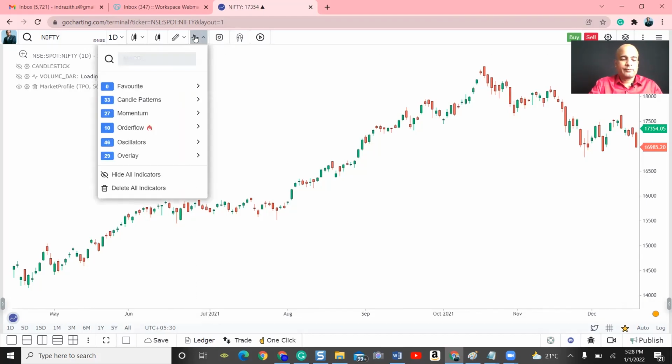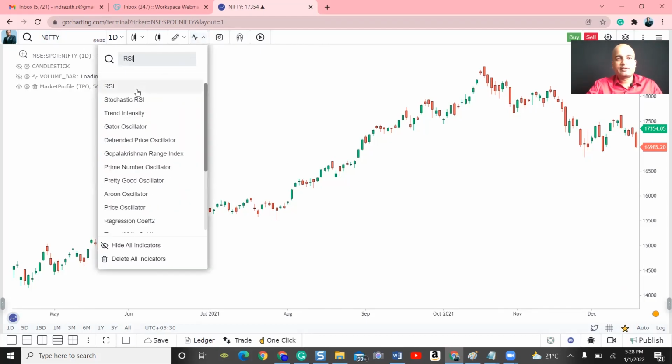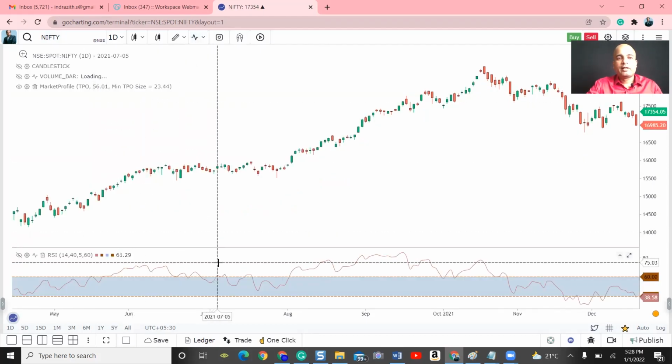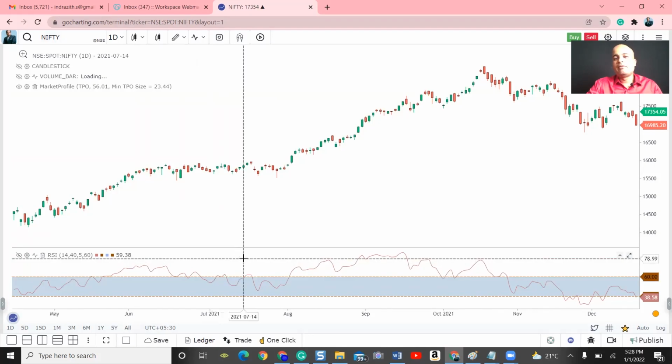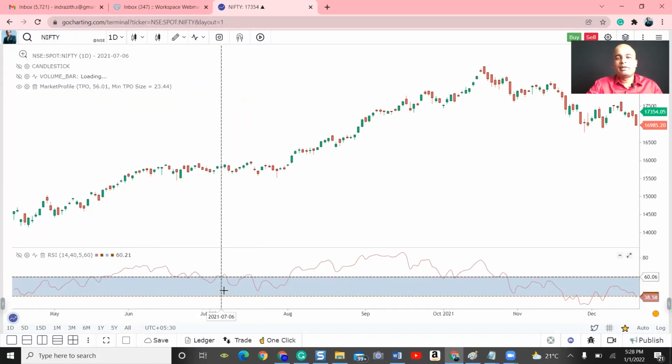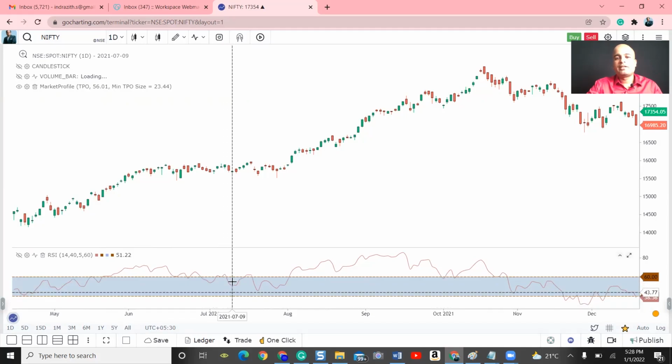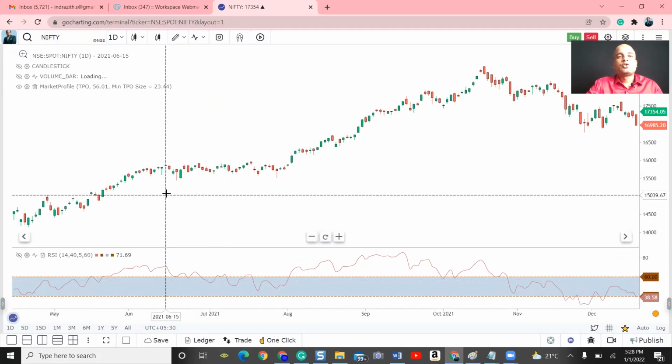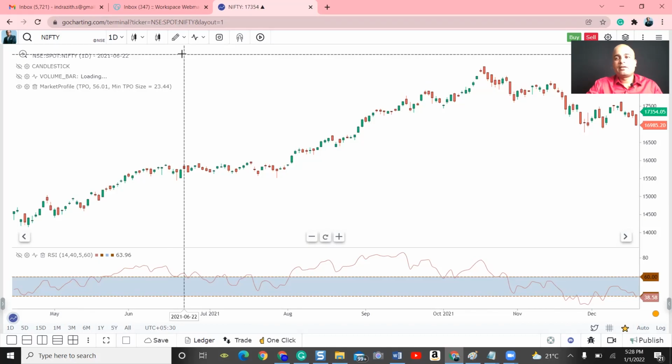Go to indicators. If you type RSI, you will get RSI. You can add it here. By default, it will show 70-30 or 80-30 levels, so just keep it at 60 and 40 levels. So I kept it at 60 and 40 levels. Along with this, I need two indicators, the 10-day moving average and 50-day moving average. This is a daily chart.